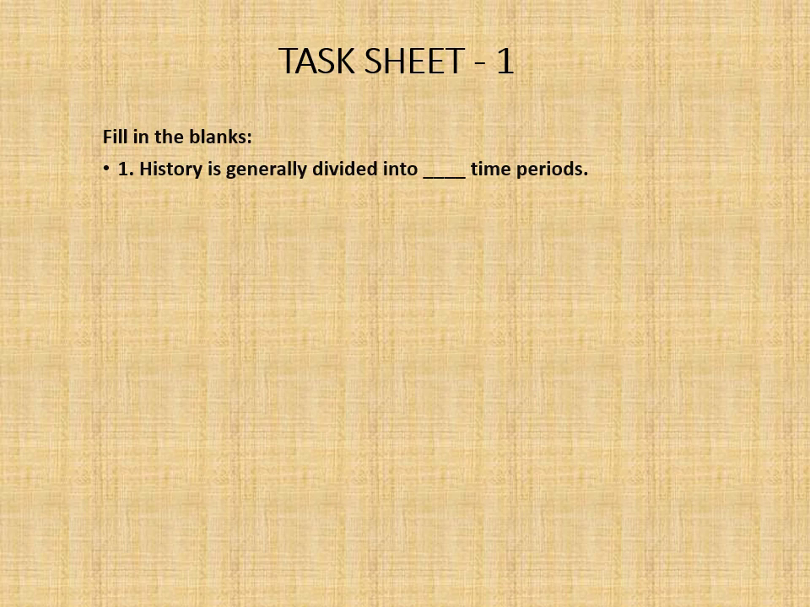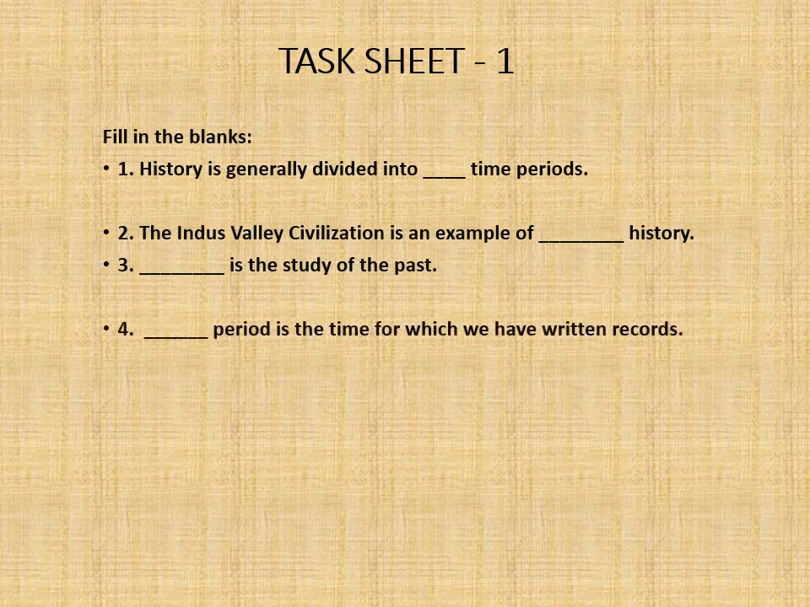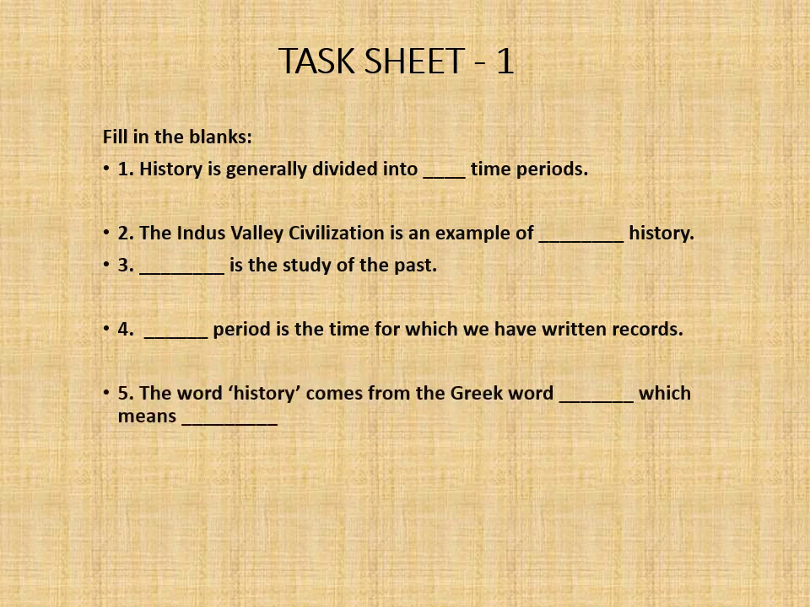The first, fill in the blank: History is generally divided into dash time periods. The second one: the Indus Valley civilization is an example of dash history. The third one: dash is the study of past. Dash period is the time for which we have written records. The word history comes from the Greek word dash, which means what? So write these answers and check your answers in the next slide.